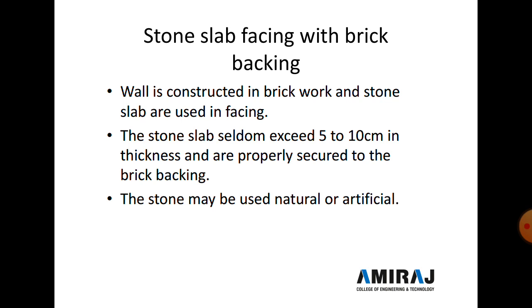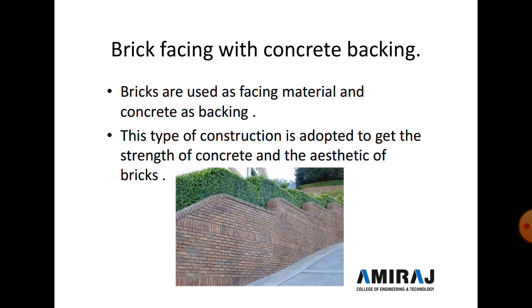Now the next type of composite masonry is brick facing with a concrete backing. So what is brick facing with a concrete backing? In this type of construction, brick is used as a facing material and concrete as a backing material. So here first of all we construct a wall of RCC material, and on the face side we construct a wall of brickwork.